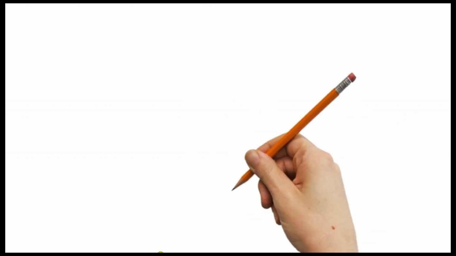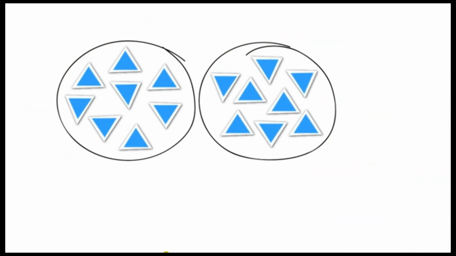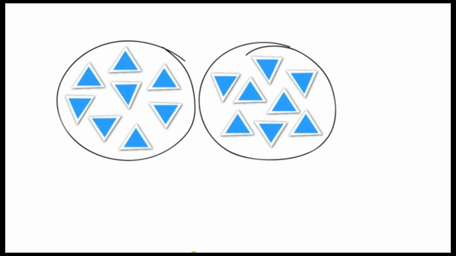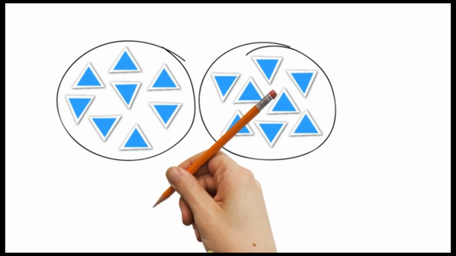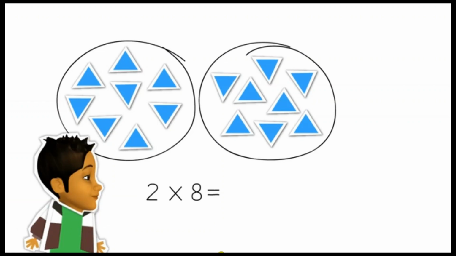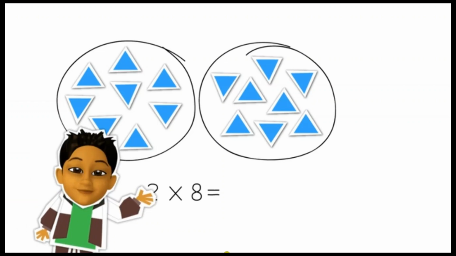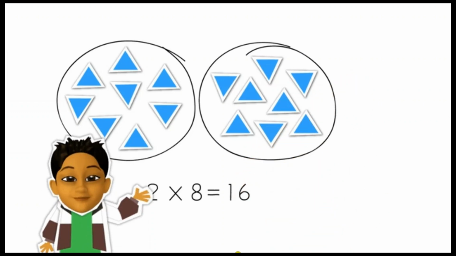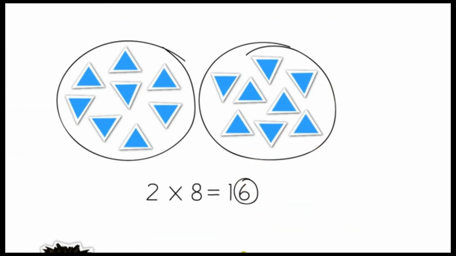You got it. Besides being even, think about what multiplying by 2 means. It means you have 2 equal groups. Does that remind you of anything? Doubles! Exactly. Multiples of 2 are all doubles. So, what would 2 times 8 be? I know my doubles. 2 times 8 is just like 8 plus 8, so 16. It's an even number because it ends in 6.